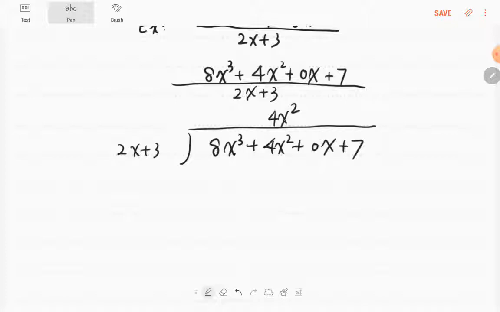After I put the 4x squared here, I will do the multiplication, right? I will do the multiplication. So here, let's check 4x squared times 2x. 4x squared times 3.